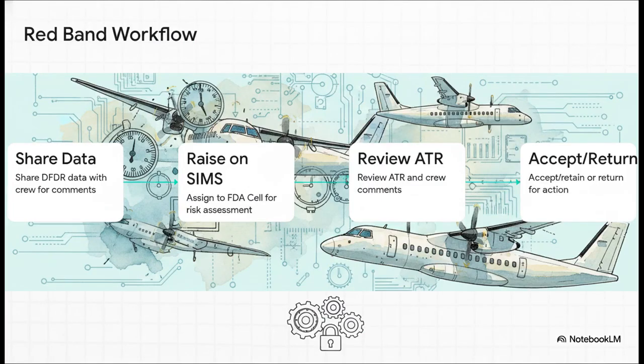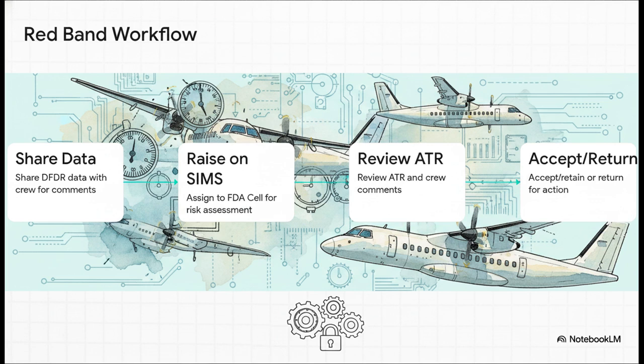Now, what's genuinely fascinating about this is the strict, totally non-skippable 4-step sequence that kicks off the second a critical red band event happens. First step, the Digital Flight Data Recorder, or DFDR data, is shared right with the crew so they can provide comments. Step 2, the event gets raised on SIMS so the FDA cell can run a comprehensive risk assessment. Step 3 is all about reviewing the Action Taken report, the ATR, right alongside those crew comments.